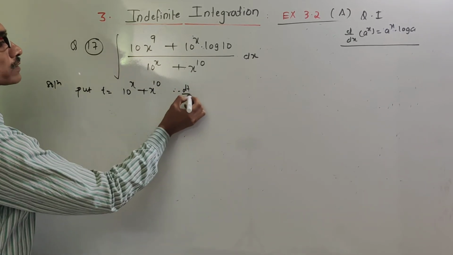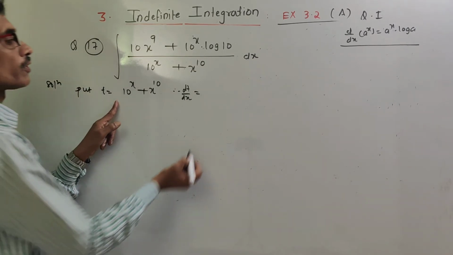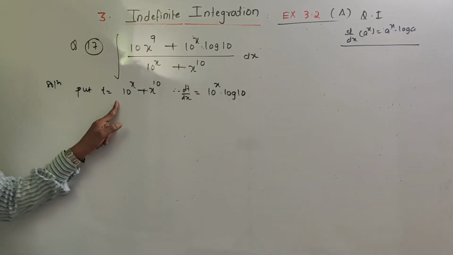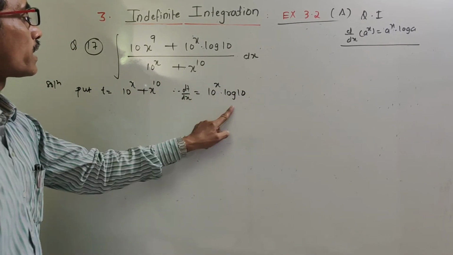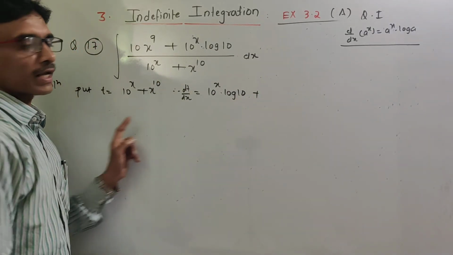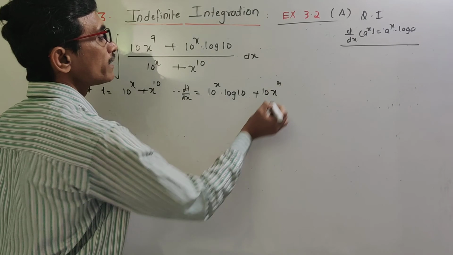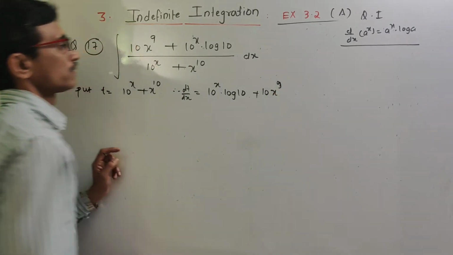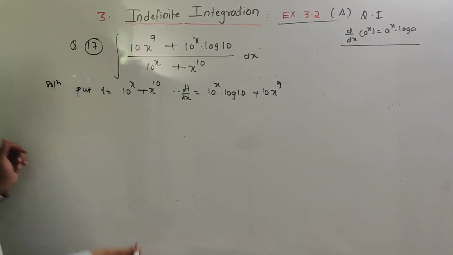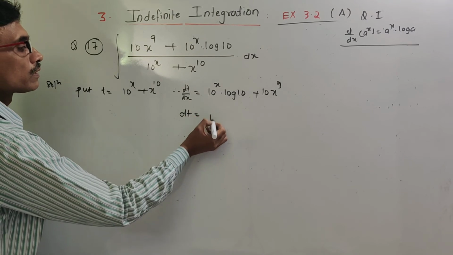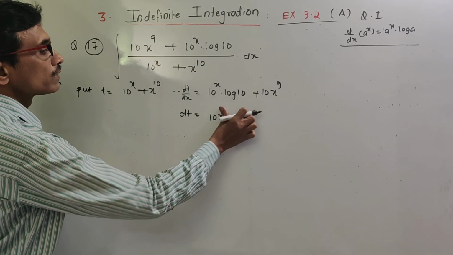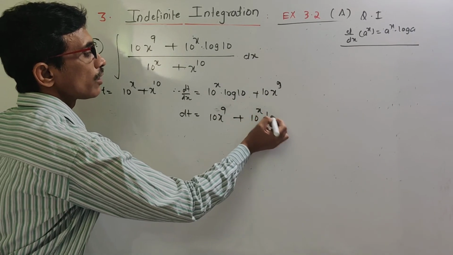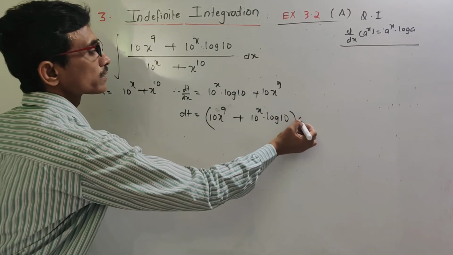Therefore dt by dx: the derivative of 10 raised to power x, that is a raised to power x, is a raised to power x into log of a, meaning 10 raised to power x into log 10, plus the derivative of x raised to power 10, which is 10 x raised to power 9. So 10 x raised to power 9. The whole numerator we are getting here. That means dt will be equal to, rearranging the terms, first you have to write 10 into x raised to power 9 plus 10 raised to power x into log of 10, this whole into dx.